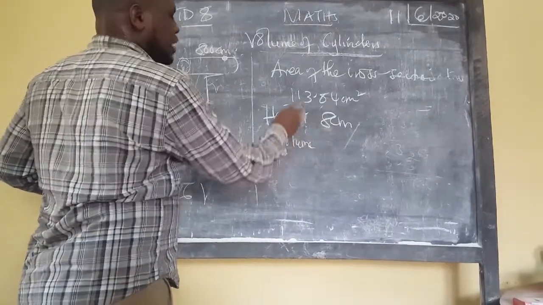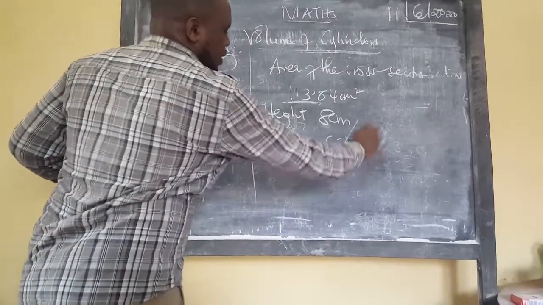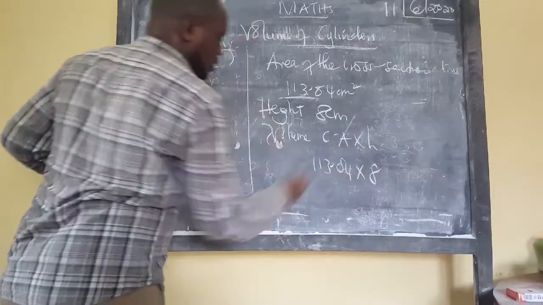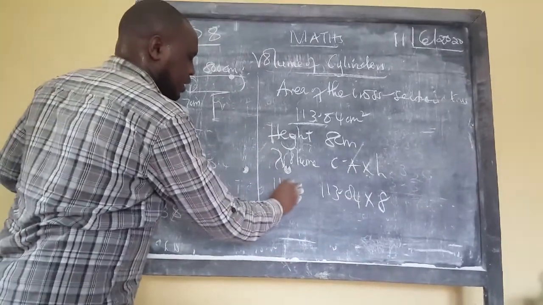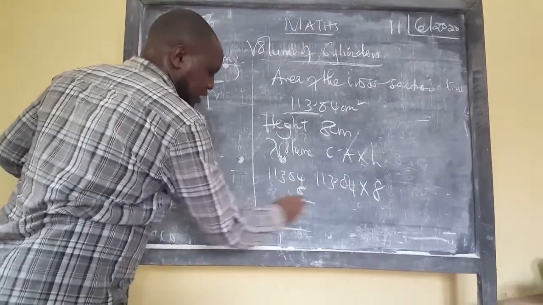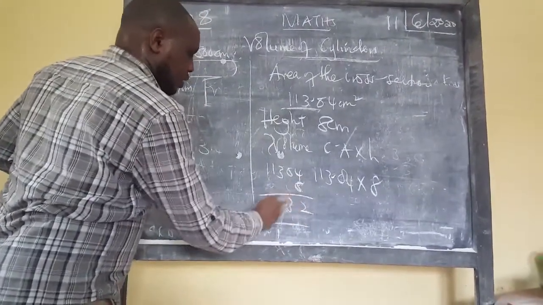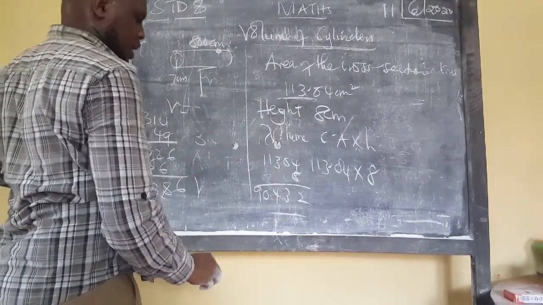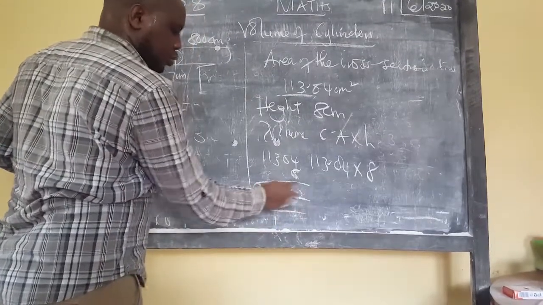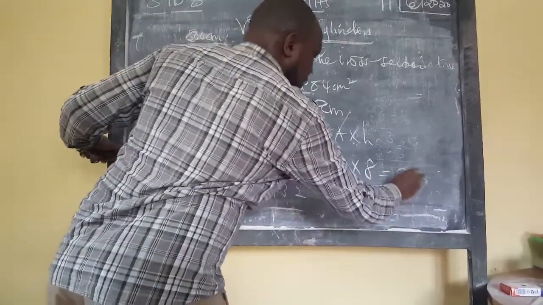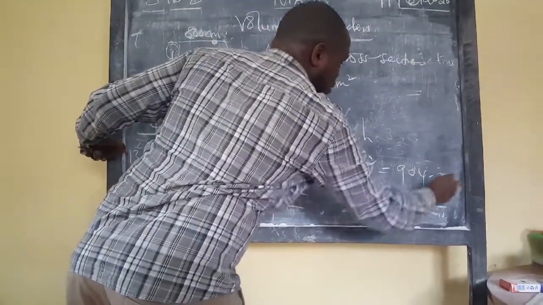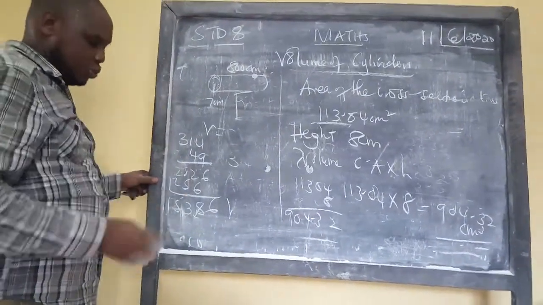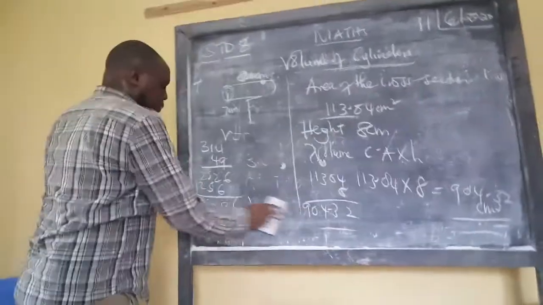For you to get the volume, you just get the cross-sectional area times height. So the cross-sectional area is there, 113.04 times 8. With 2 decimal places, then 8: 8 times 4 is 32, carry 3, and so on. So that will give you 904.32 cubic centimeters. The units are very, very important: centimeters cubed.